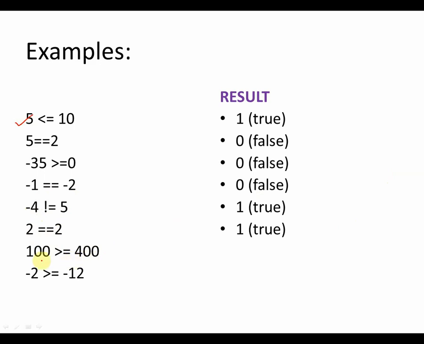The next is 100 greater than equal to 400. This is a false. So the answer is 0. And the last one, minus 2 greater than equal to 12. So this answer is true. So these are some of the examples. This is how the relational operations are evaluated and the answer or the result is either a 1 or a 0. 1 represents true and 0 represents false. Okay, so this was about relational operator.